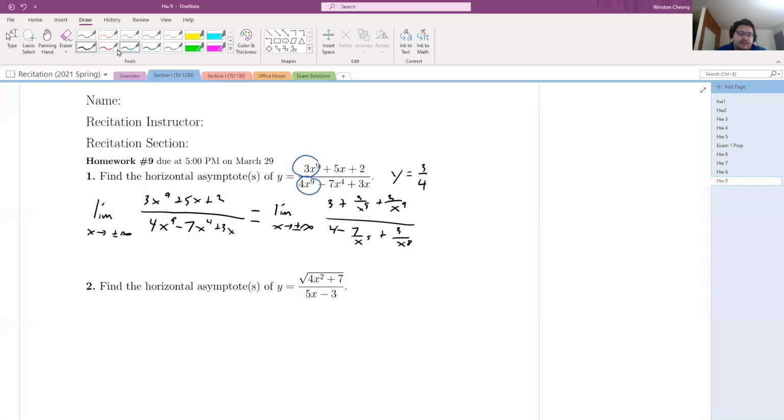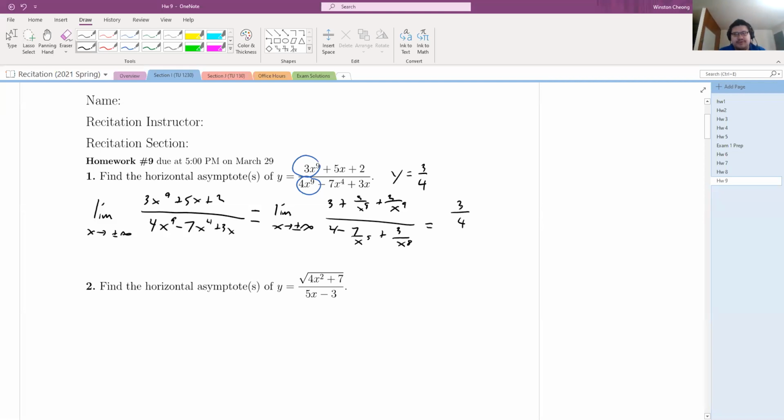Right. And so now when you actually take the limit of this expression, you can imagine the limit splitting over the fraction and then splitting over every single term in the numerator or every single term in the denominator. All of the terms that have x in them are going to go to 0. And so we can then just conclude this is equal to 3 over 4. So this is how you would do it rigorously.